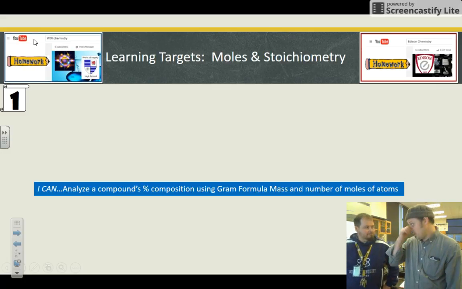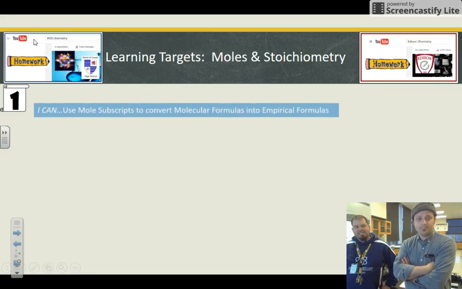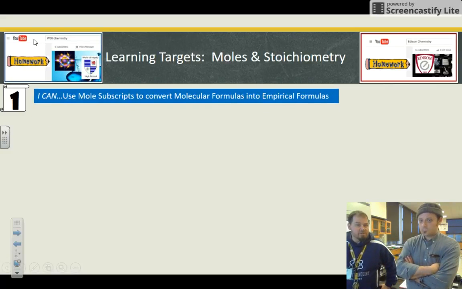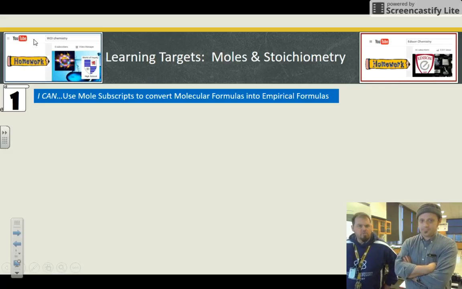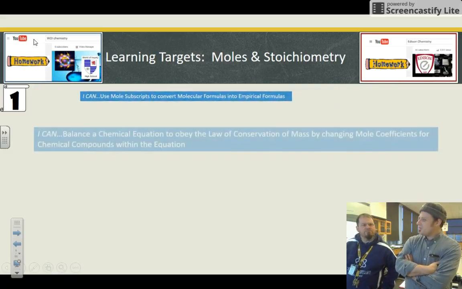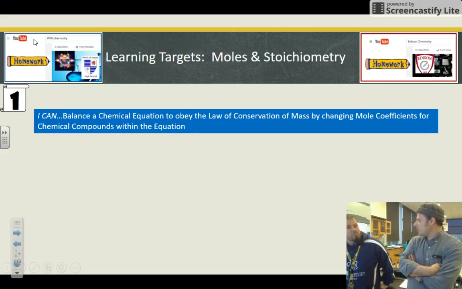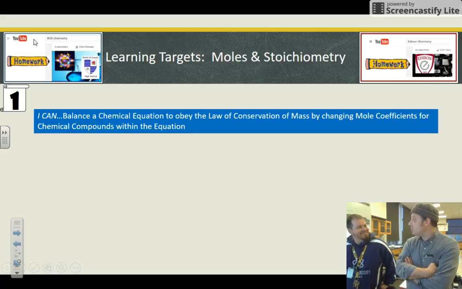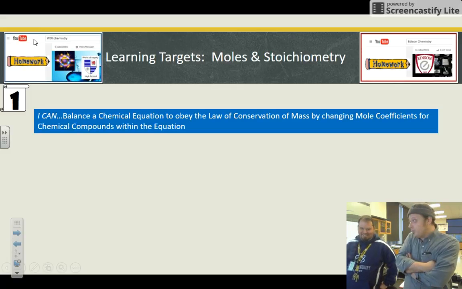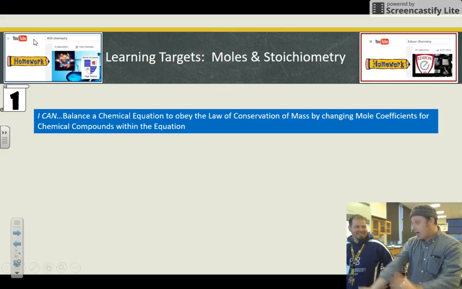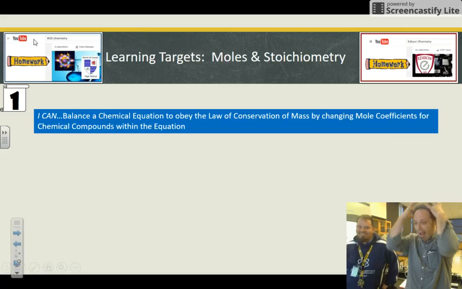Sounds like a lab to me. It certainly is. Subscripts to convert molecular formulas to empirical formulas. Ooh, sounds like we'll need to know what those two things are. This unit's got a lot of relationships back to fractions and lowest common denominators. That's why people freak out in this unit. You don't understand the basics of a fraction, and then all of a sudden it's like, quit.